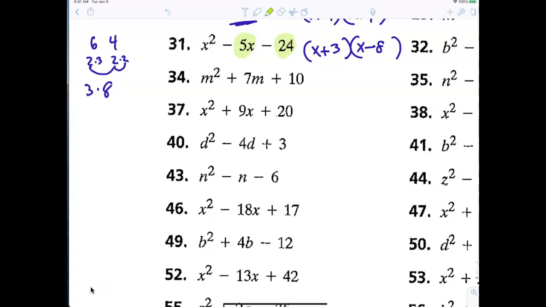So now in this one, I'm asking you for the factors of 10 that make 7. 2 and 5. All right, so here we go. Plus 5 and plus 2. Now, why is that, Ian? Come on, look up. There's no negatives.